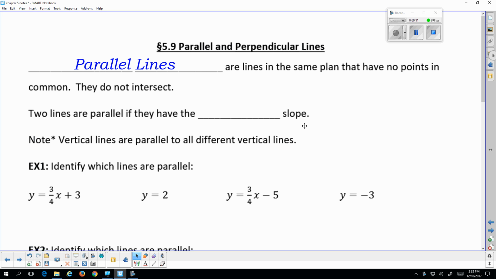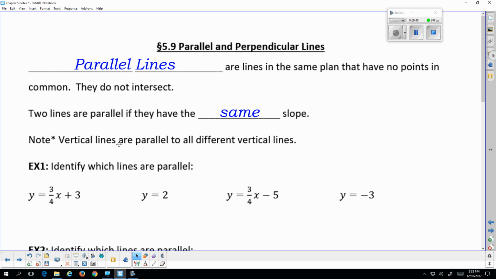And two lines are parallel. What we're going to look at in this section is the slope. Two lines are parallel if they have the same slope. So if you're trying to compare two lines, you don't even need a picture to determine if they're parallel. You're going to look at the slope, and if the slope is the same, then the lines are parallel.